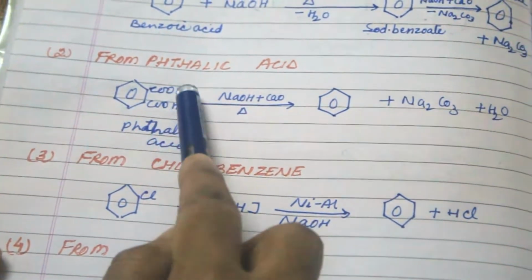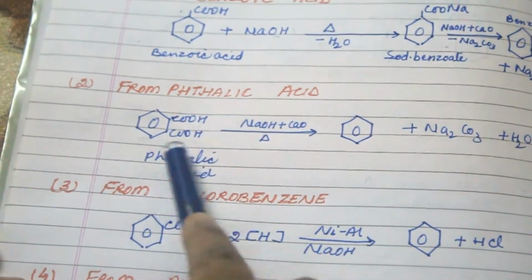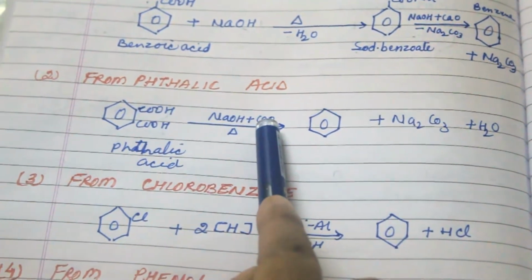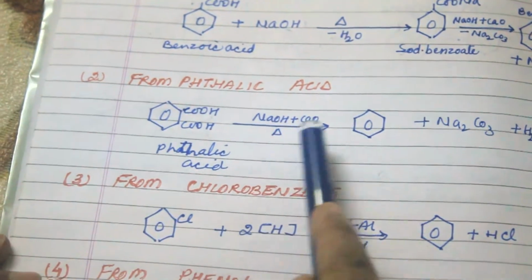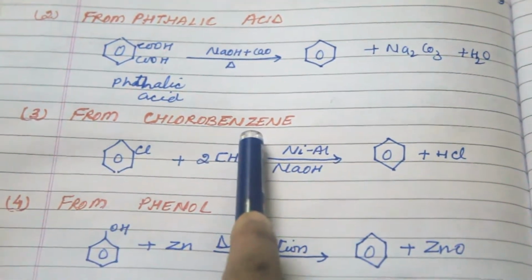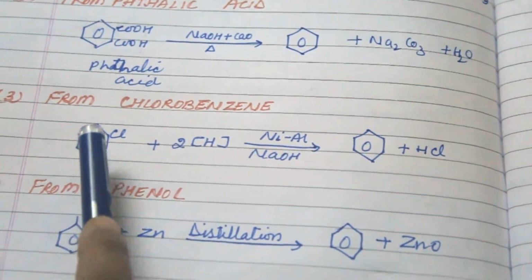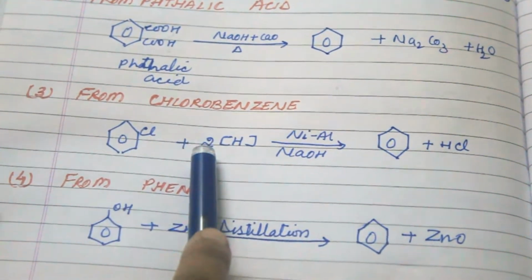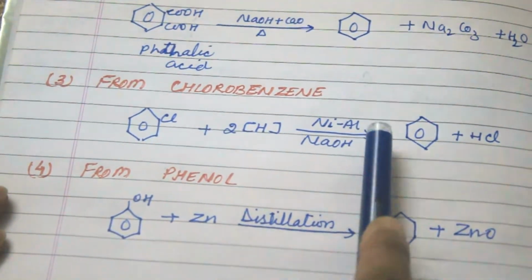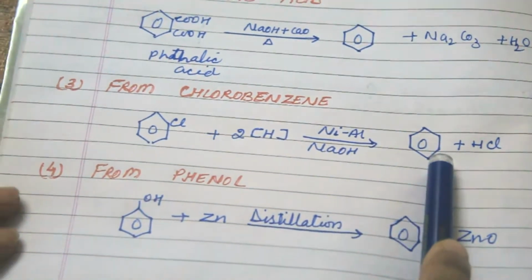Now, next is phthalic acid. This is the phthalic acid. When two COOH functional groups are attached to the benzene, it is known as phthalic acid. When it again reacts with NaOH and CaO in the presence of heat, it forms benzene, sodium carbonate and water. Now next is chlorobenzene. When Cl is attached to the benzene, it is known as chlorobenzene. When it reacts with two atoms of H in the presence of nickel, aluminium and NaOH, it forms benzene.